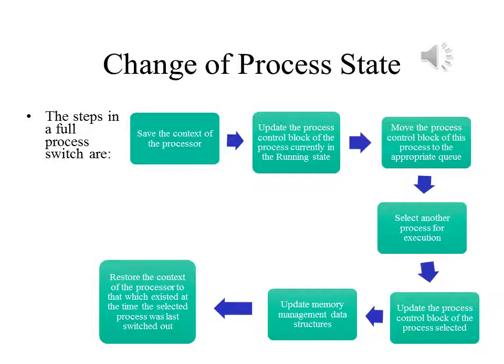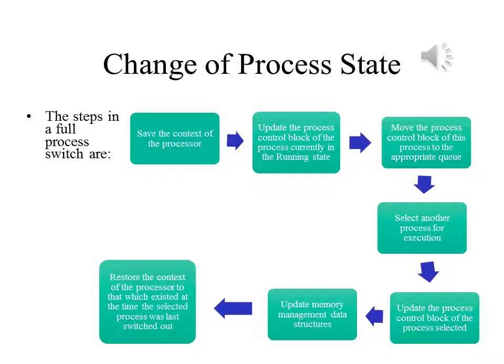Step 4. Select another process for execution. This will be discussed later. Step 5. Update the process control block of the process selected. This includes changing the state of this process to running. Step 6. Update memory management data structures. This may be required depending on how address translation is managed. This will be discussed later in the course.